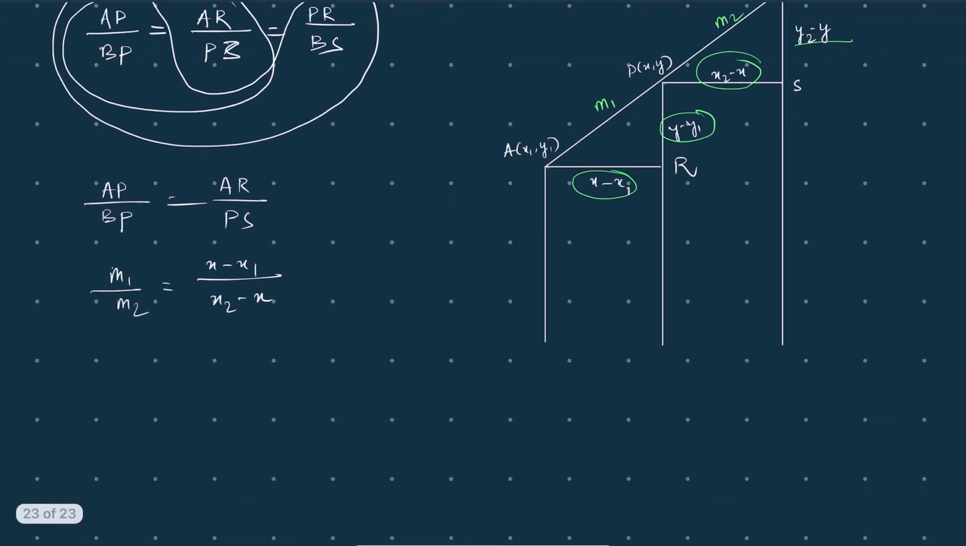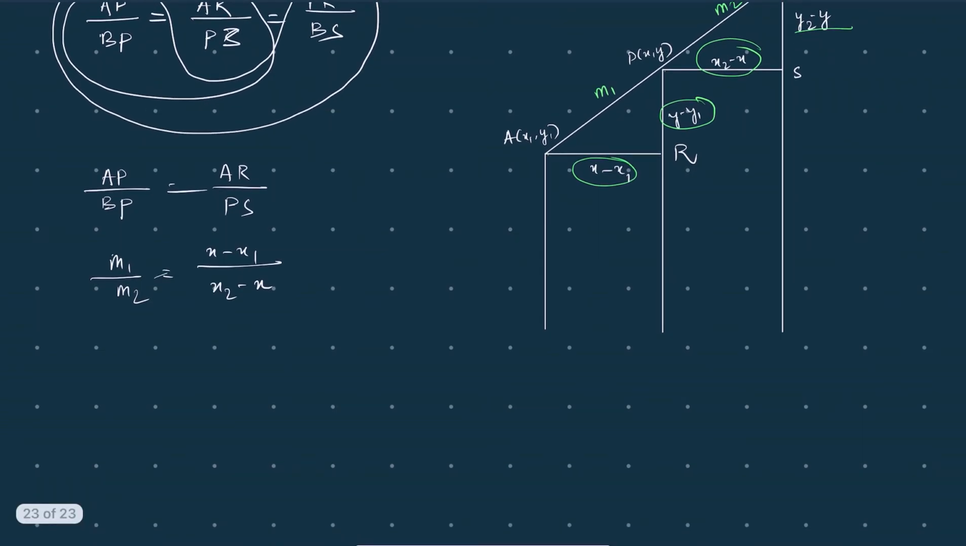Okay. Now we are going to do cross multiplication. Equate this equation. So M1 into X2 minus X is equal to M2 into X minus X1. So this is equal to M1 X2 minus M1 X is equal to M2 X minus M2 X1.